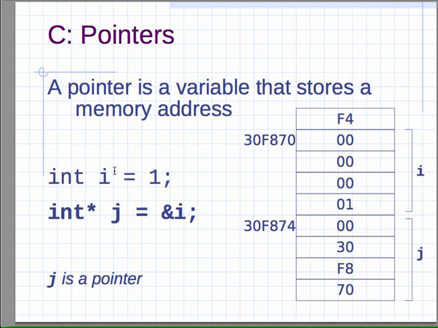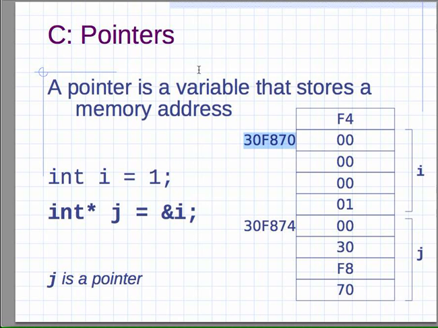In this case, I and J will both be in the stack, and J will have the value that is this address. So the address of the most significant byte of I will be stored as the contents of J. So if you put these together, 0030F870, that's essentially this address, the address of I.